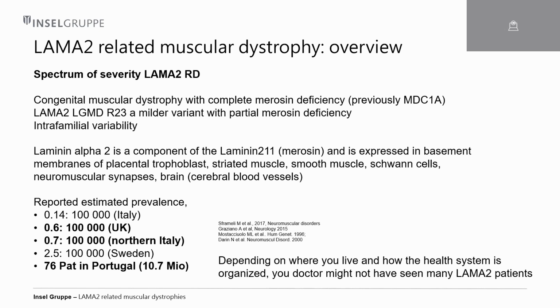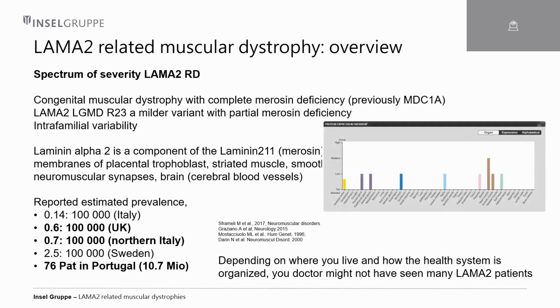So as you've heard before, LAMA2-related muscular dystrophy is a spectrum of a disease, and it goes from the severe form of congenital muscular dystrophy with a complete merosin deficiency to a much milder form with a more limb-girdle presentation, and there is also intrafamilial variability that we don't completely understand why this happens.